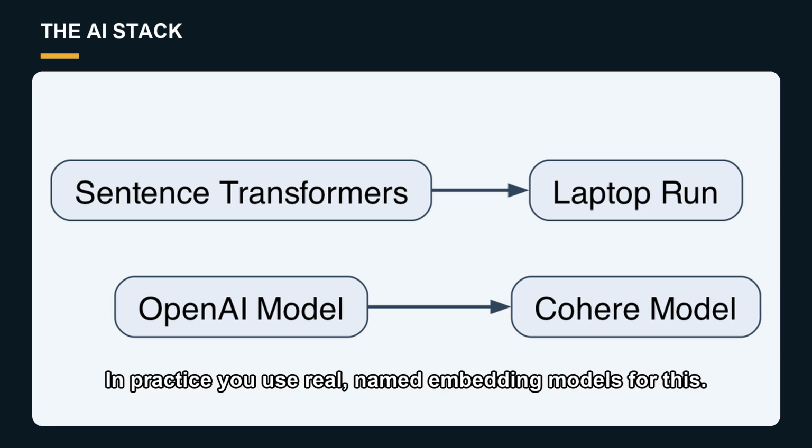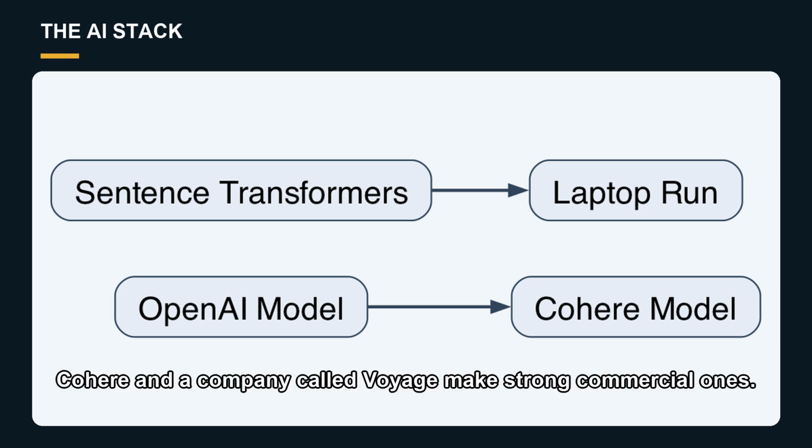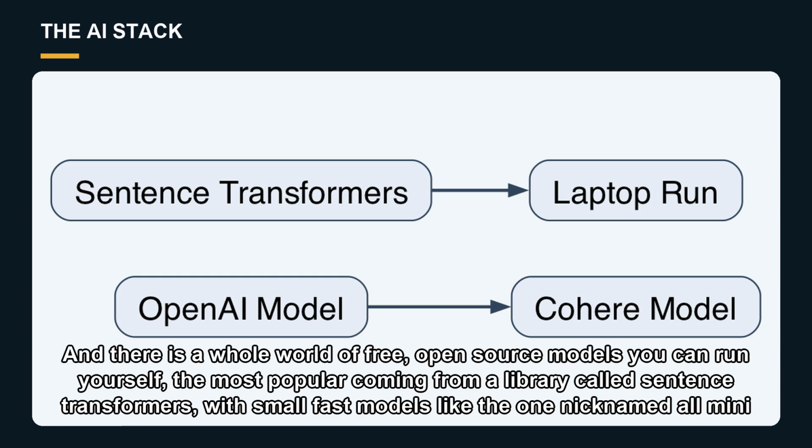In practice, you use real, named embedding models for this. From OpenAI, there is a family called Text Embedding 3. Cohere and a company called Voyage make strong commercial ones. And there is a whole world of free open-source models you can run yourself, the most popular coming from a library called Sentence Transformers, with small fast models like the one nicknamed All-MiniLM that run happily on a laptop.